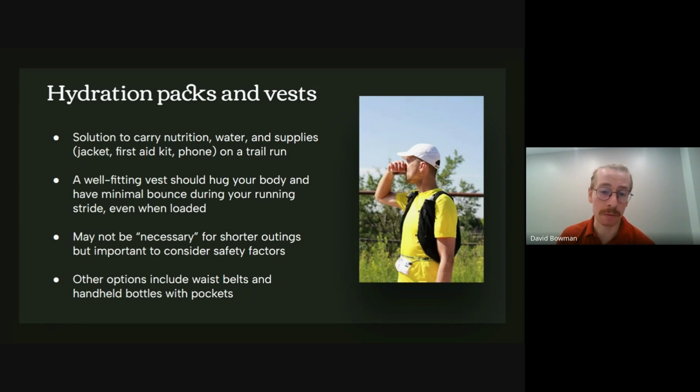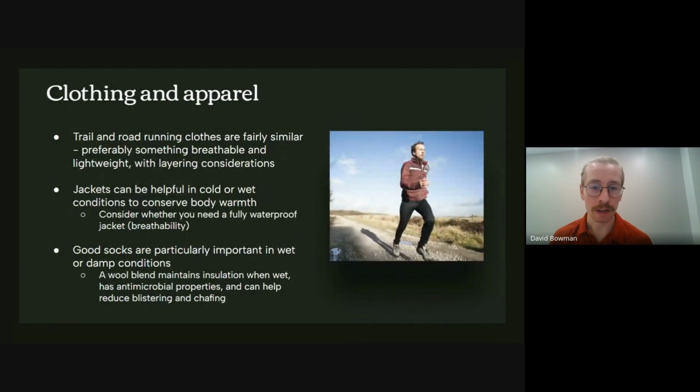If you're someone who's maybe not quite as partial to vests, other options would be things like waist belts or even handheld pockets that have sewn-in pockets on the side as another way to carry equipment as well. When we're thinking about clothing and gear and apparel for trail running, I would say that this is probably where we see most of our similarities to road running, where we want to have things that are breathable and lightweight and that we can maybe comfortably layer.